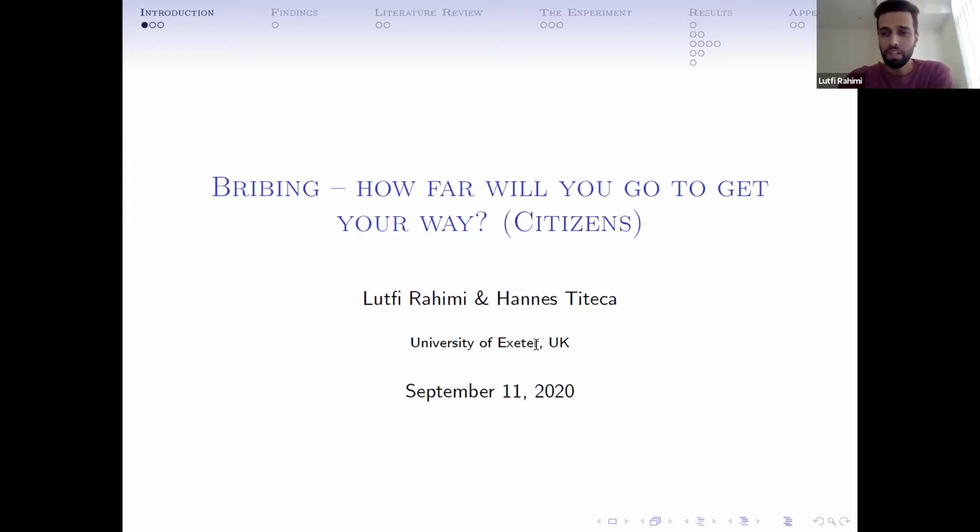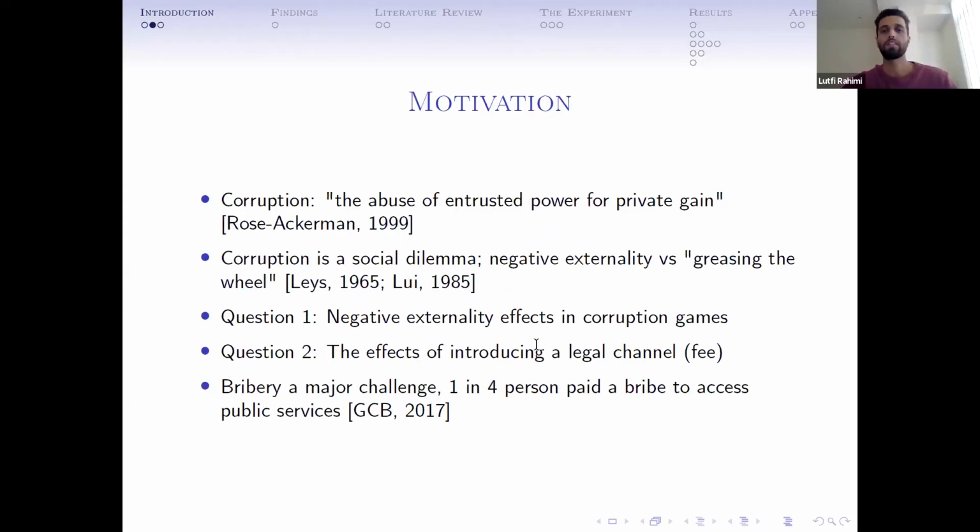So the ultimate question we're asking in this paper, which was part of my PhD thesis, is how far will you go to get your way? And we're specifically looking at bribery. To motivate the idea to begin with, a definition of corruption that has been used over and over again in the economics literature is abuse of entrusted power for private gain.